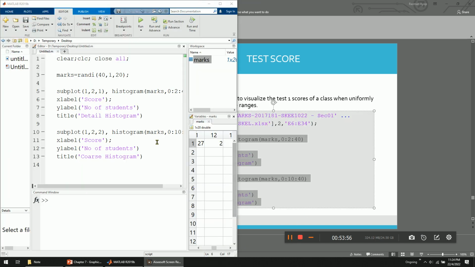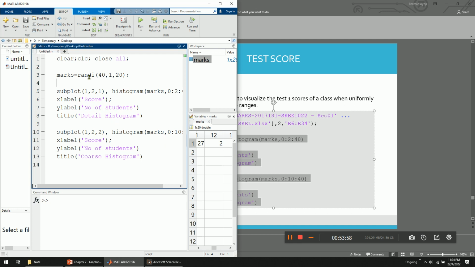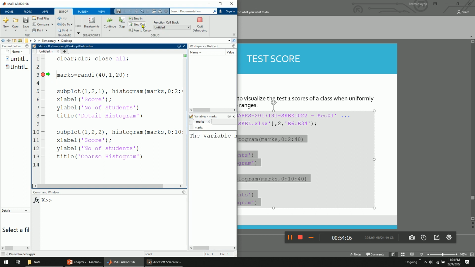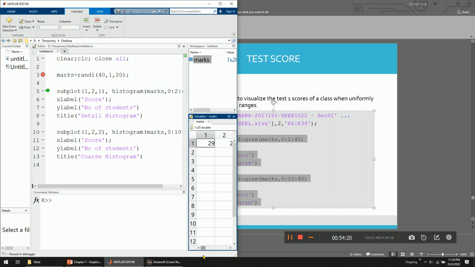Since we don't have data here, you can just use randi, random integer. So 1 until 40, because the mark is maximum 40, you put 40, 1 row, 20 students. Then it will create a random mark here. You can see this is the mark.